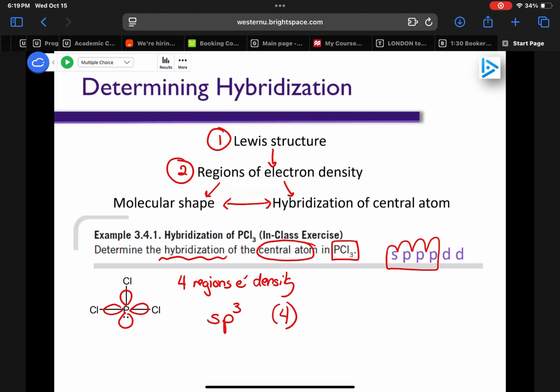So sp3 tetrahedral, one of them is non-bonding, so we're not going to name the overall shape based on tetrahedral. We're left with a trigonal something, but it's not planar. It doesn't lie on a plane. It's a pyramid, so trigonal pyramidal shape.